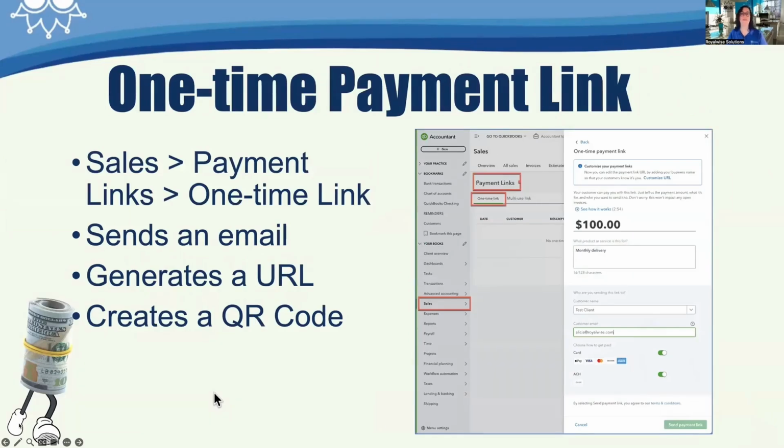The next thing is an actual thing called payment links. And when you go to the sales center, there's an option on the menu that you might never have noticed and clicked on called payment links. And there's two kinds of payment links. One is a one-time link that will send an email and it generates a URL and a QR code. And you can do anything you want with that URL and QR code to get it to that customer. You can go through any of your systems and manually send it to them.